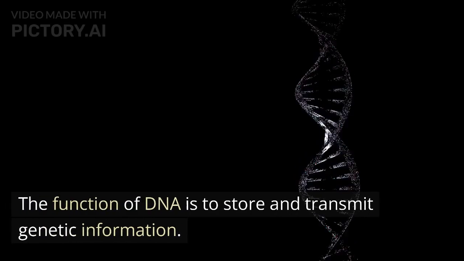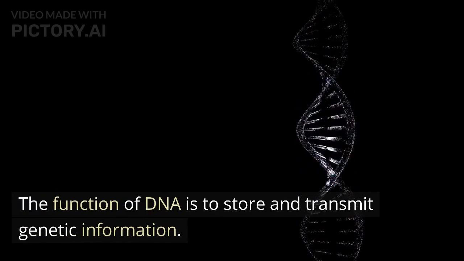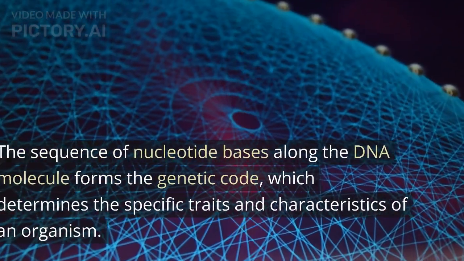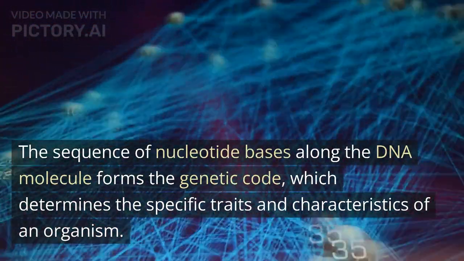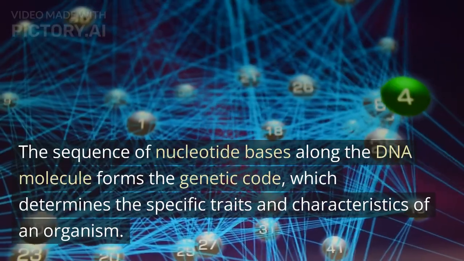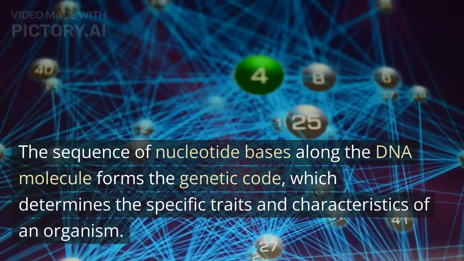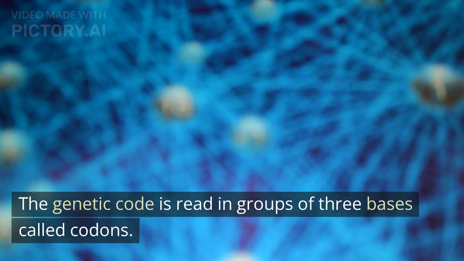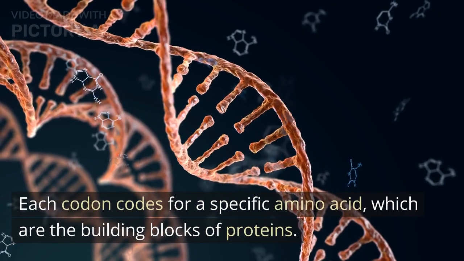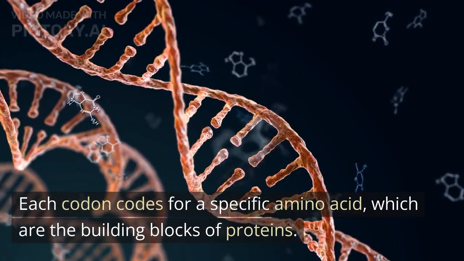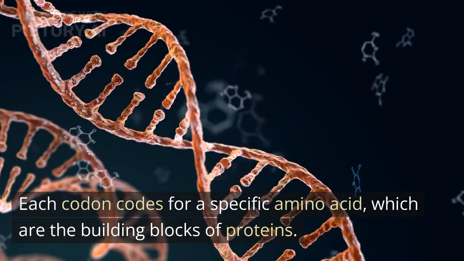The function of DNA is to store and transmit genetic information. The sequence of nucleotide bases along the DNA molecule forms the genetic code, which determines the specific traits and characteristics of an organism. The genetic code is read in groups of three bases called codons. Each codon codes for a specific amino acid, which are the building blocks of proteins.